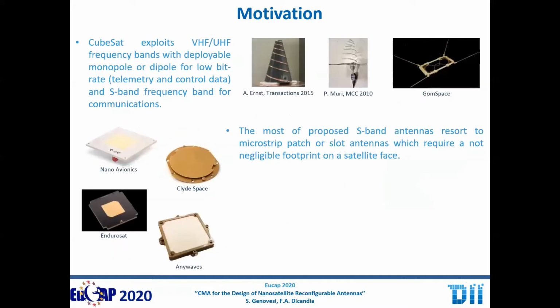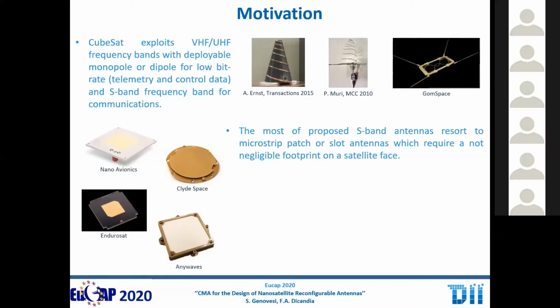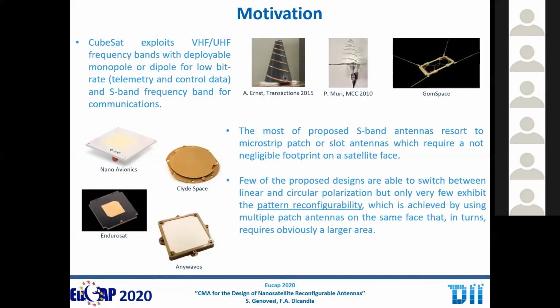So there are, of course, already solutions in the VHF and UHF band. There are deployable monopoles or dipoles. On the contrary, on the S-band, the most adopted solution is the microstrip patch or slot antenna, which, however, requires a not negligible footprint on the satellite face. So for the UHF and VHF case, we need the deployable structure. On S-band, this is not required, but we have some footprint that we need to occupy on the platform.